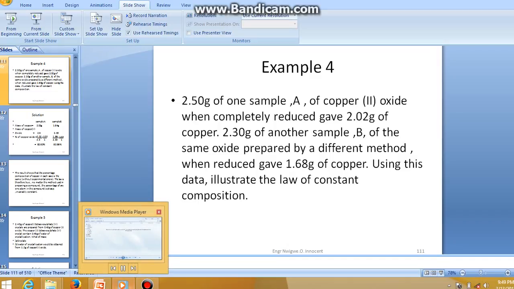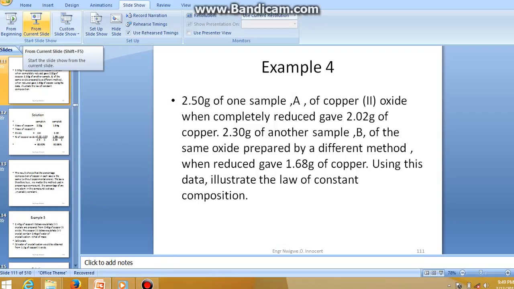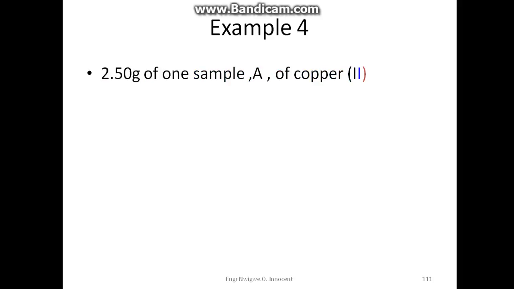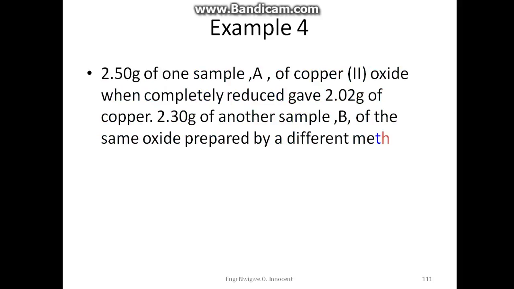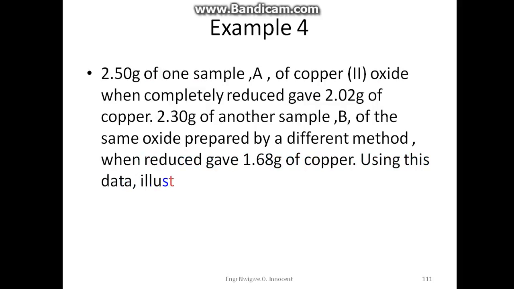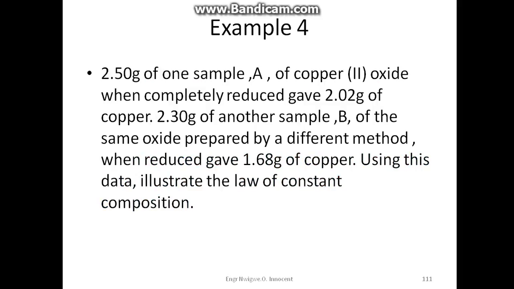For example, 2.5 gram of one sample A of copper(II) oxide when completely reduced gave 2.02 gram of copper. 2.30 gram of another sample B of the same oxide prepared by a different method when reduced gave 1.68 gram of copper. Using this data, illustrate the law of constant composition.